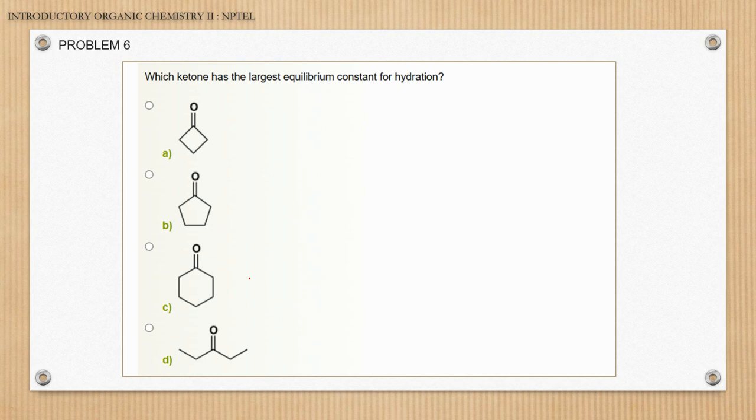Problem number 6: they are asking which ketone has the largest equilibrium constant for hydration. So you have to figure it out. Similarly, as we have seen the equilibrium constant problem in problem number 5, here they are asking for the highest equilibrium constant for hydration.